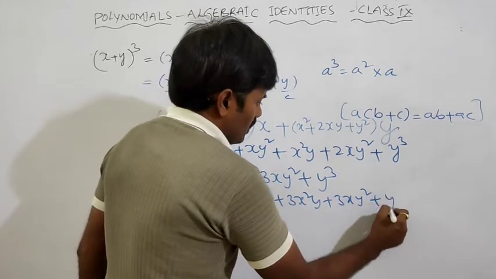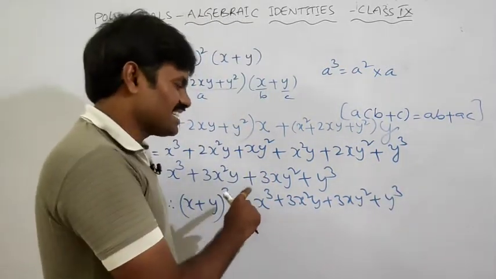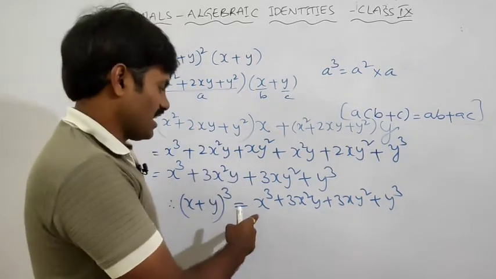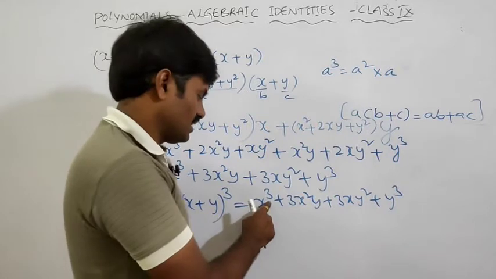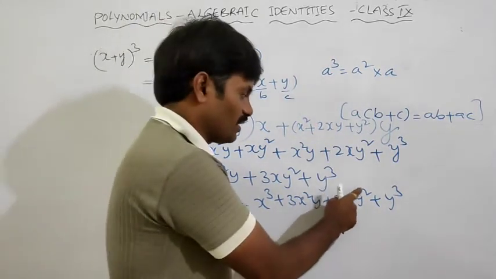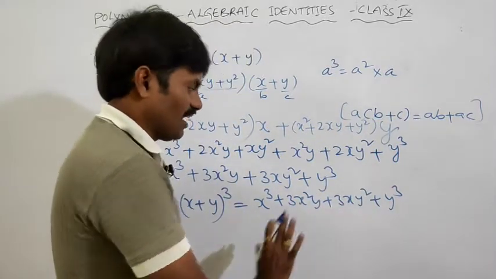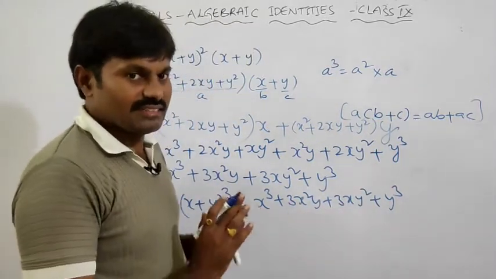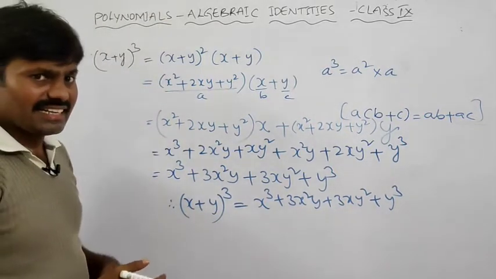Dear children, if you observe, what is the degree of each term present in this expansion? Is it 3? Yes, 3. The degree of this term is 2 plus 1, 3. Here 1 plus 2, 3, and this is 3. So every term has degree 3. Now the other identity is obtained by using identity 6.